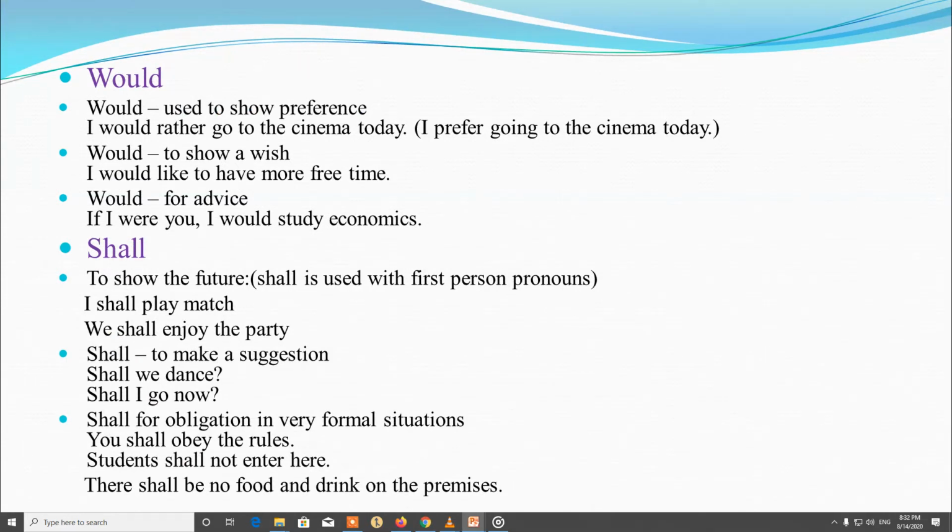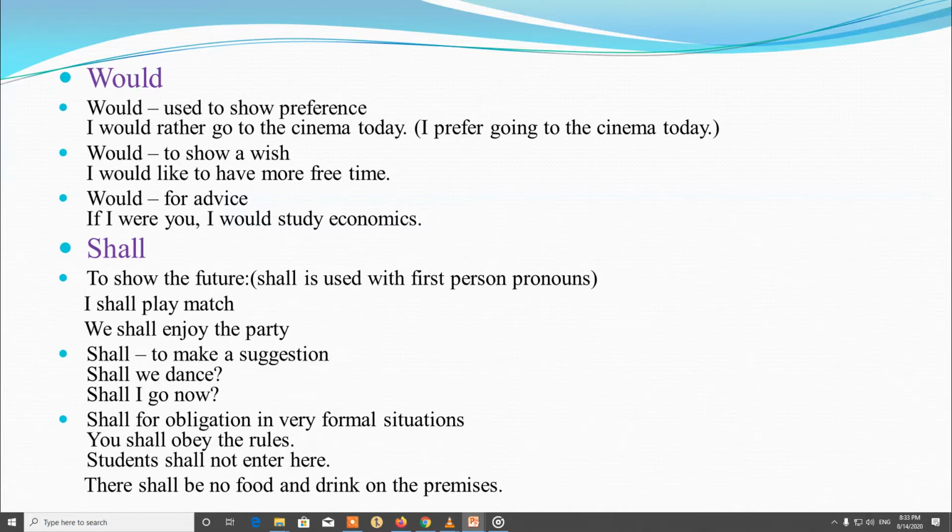Would is used to show preference. For example, I would rather go to the cinema today. And would is also used to show a wish. For example, I would like to have more free time. It is used for advice as well. For example, if I were you, I would study economics.